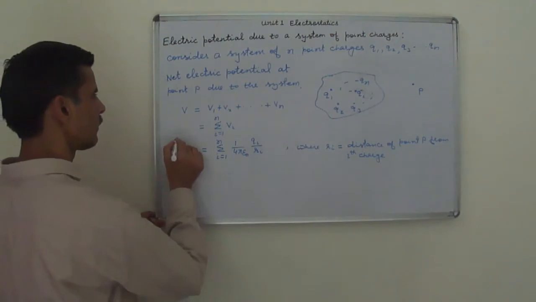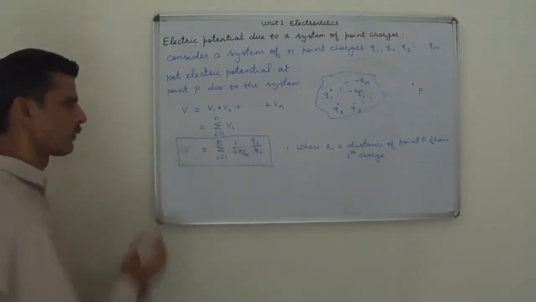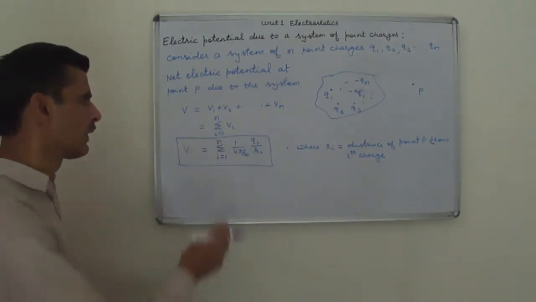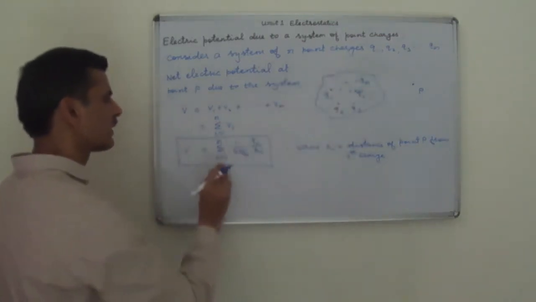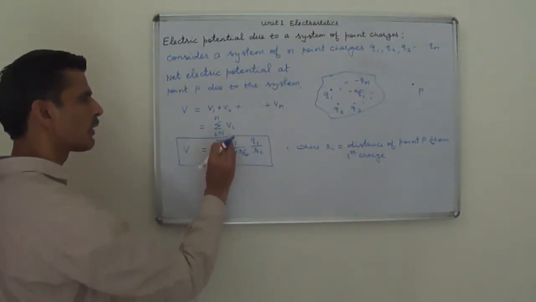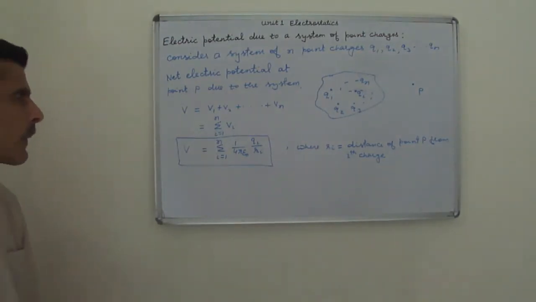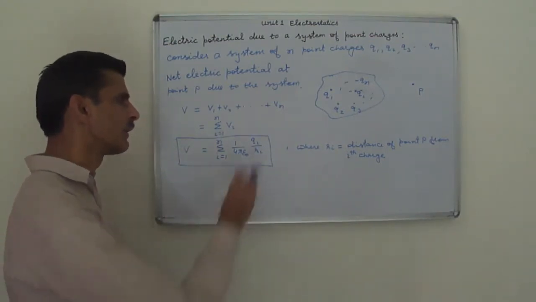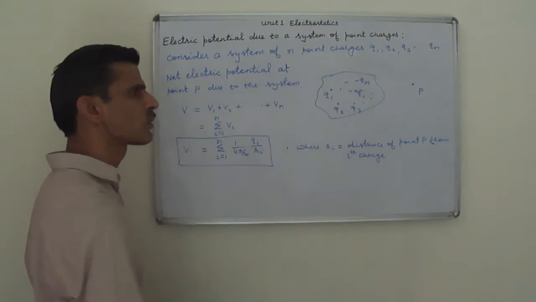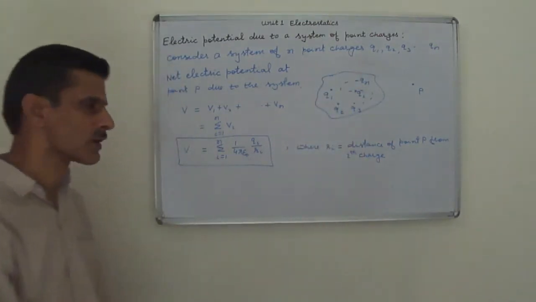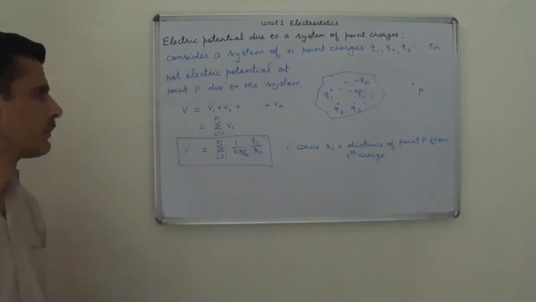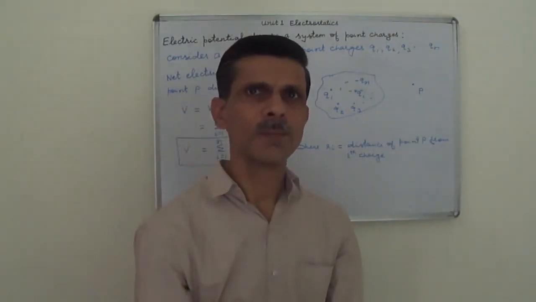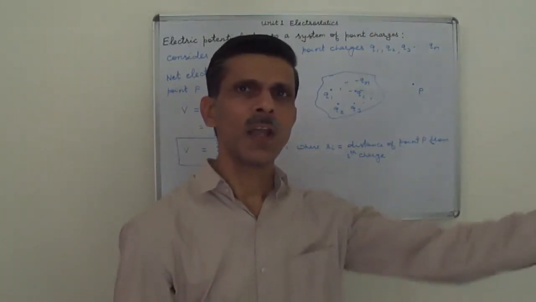So V is equal to summation i is equal to 1 to n. Here there are n charges, so this i varies from 1 to n. Qi is the charge on the ith charged particle including sign, and Ri is the distance of point P from the ith charge, and i varies from 1 to n. So using this equation we can find potential due to a system of point charges at a given point.